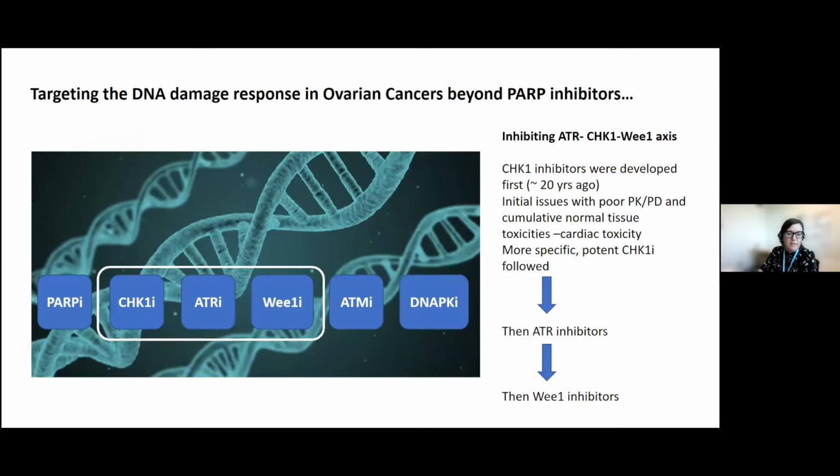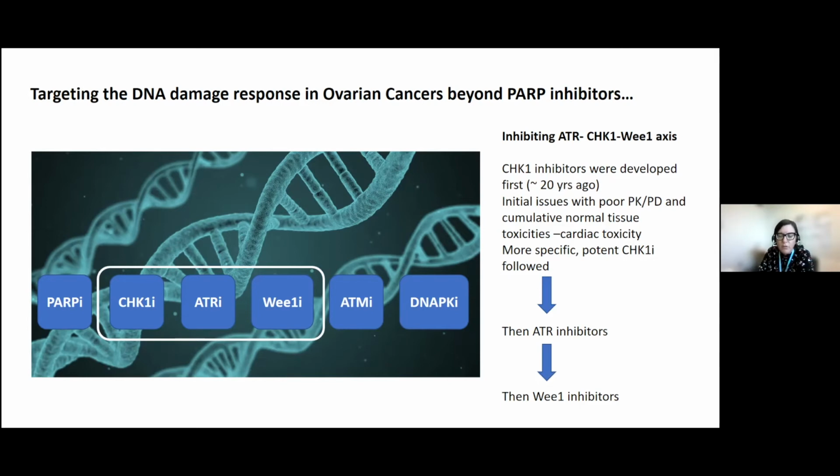So looking back to this original slide, I want to move on to looking at the CHEK1 ATR-WEE1 axis and see what's been done in this area, and just show you some of the work that we've done in Newcastle as part of the group that I used to work in. So CHEK1 inhibitors were the first inhibitors of this axis to be developed, and they were actually developed over 20 years ago.